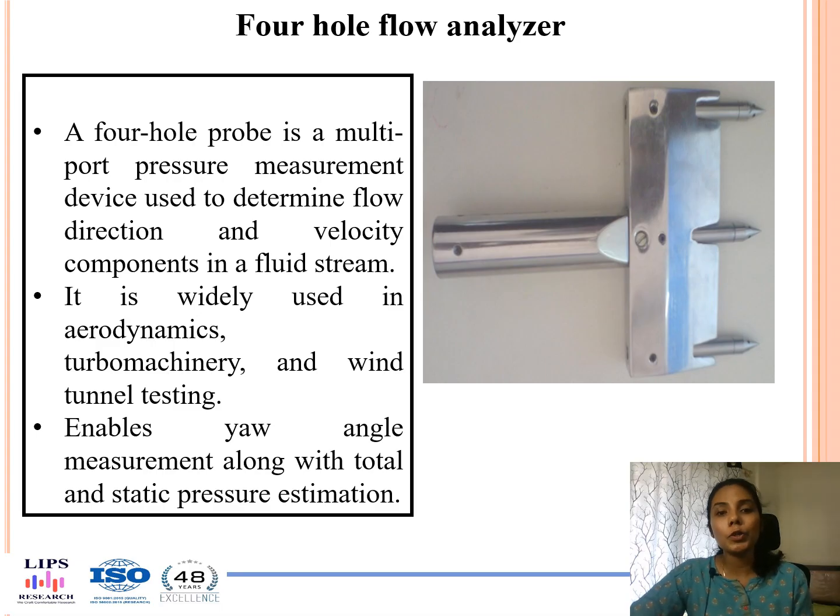This makes the probe very useful for understanding how the flow is behaving locally. This 4-hole flow analyzer can be widely used for aerodynamic testing, turbomachinery flows, as well as internal experimentations. One of its key capabilities is the measurement of yaw angle, which indicates horizontal deviation of the flow direction. In addition to the flow direction, the probe also helps us to estimate total pressure as well as static pressure. So overall, this four-hole flow analyzer is a good balance between simplicity and measurement capability, making it a practical tool for experimental aerodynamic applications.